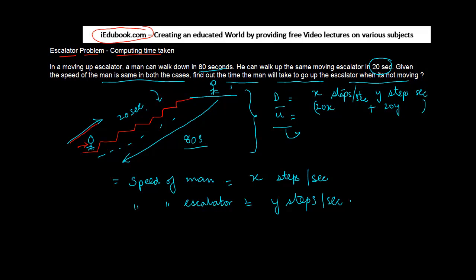Similarly, the upstream distance will be 80x minus 80y. 80 times the speed of the man per second, because it takes 80 seconds to come down, and 80 times the speed of the escalator. I've taken the speed of the man as greater because if it is not, then he will never come down.